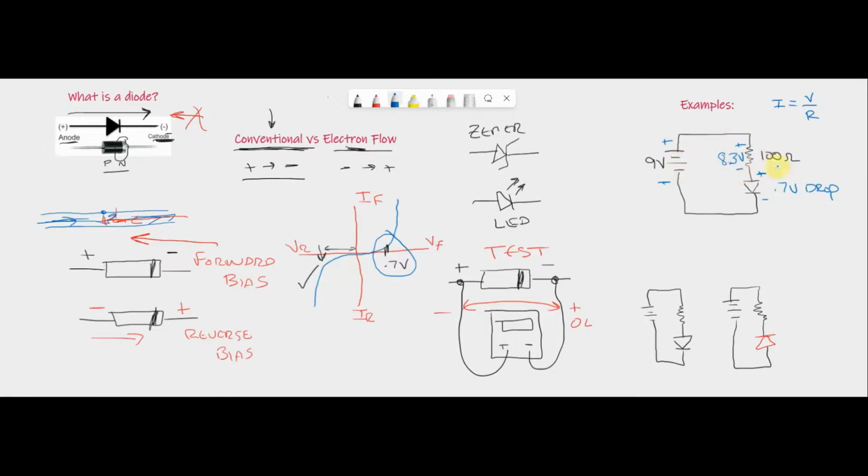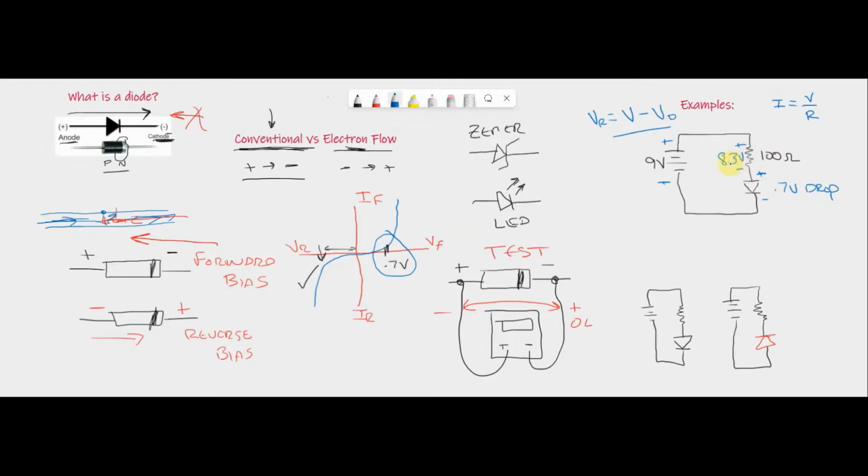Now, using Kirchhoff's voltage law, we know that the component drops in a circuit should add up to the total. So that's why I took the voltage for the resistor was the total voltage minus the voltage drop of the diode. Okay, so that's my voltage drop.